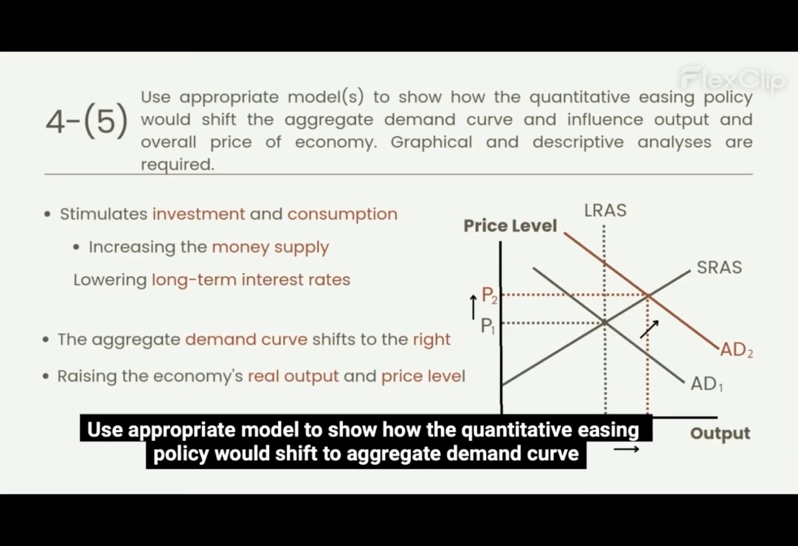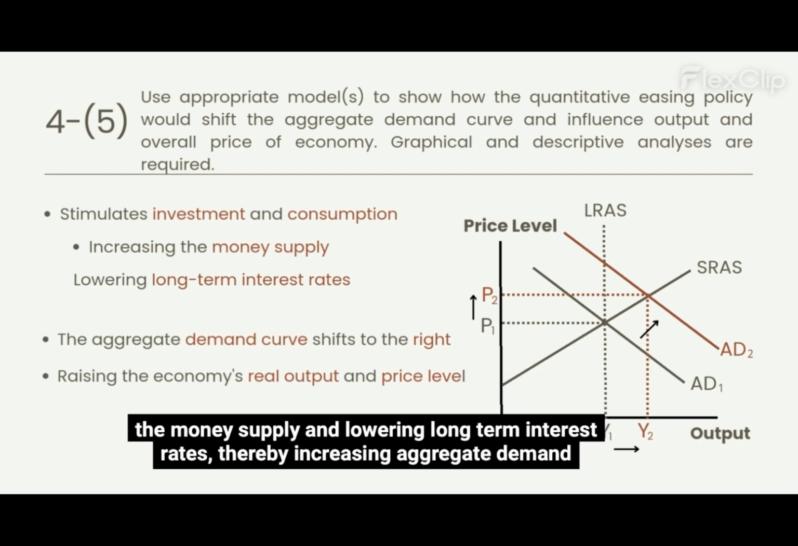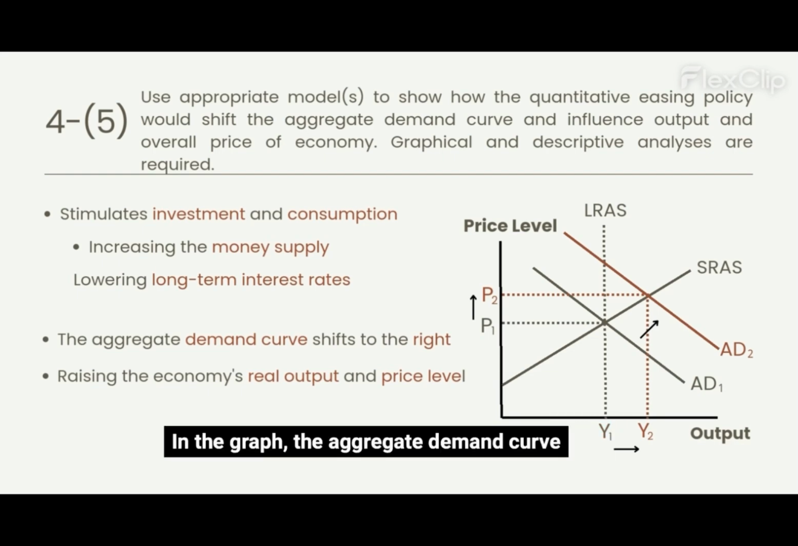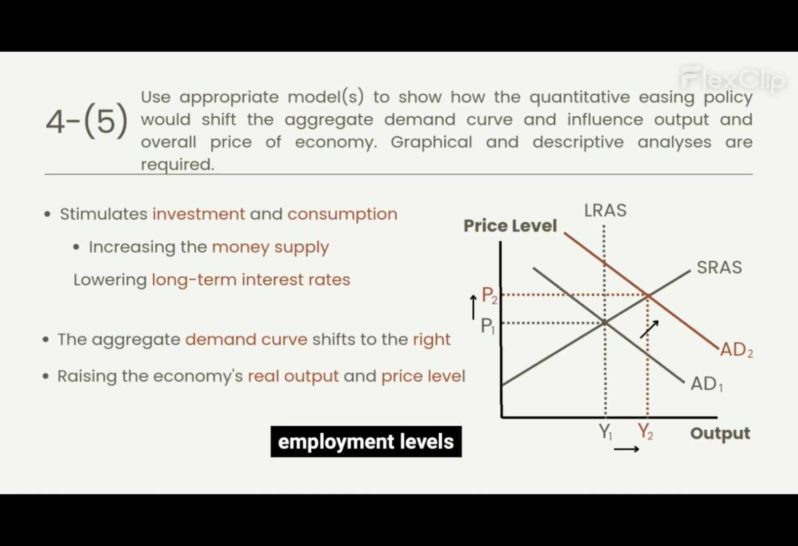Here is the last part. Use an appropriate model to show how the quantitative easing policy would shift the aggregate demand curve and influence output and the overall price of the economy. Quantitative easing stimulates investment and consumption by increasing the money supply and lowering long-term interest rates, thereby increasing aggregate demand. In the graph, the aggregate demand curve shifts to the right, raising the economy's real output and price level. This process helped the economy recover from recession, boosting overall economic activities and lowering unemployment levels.